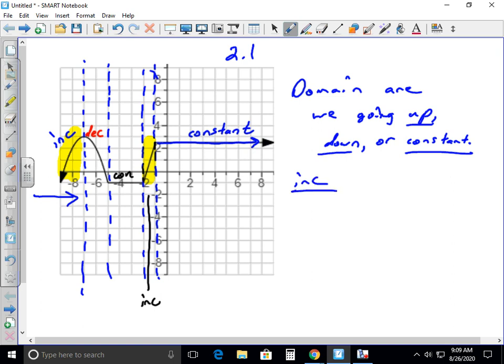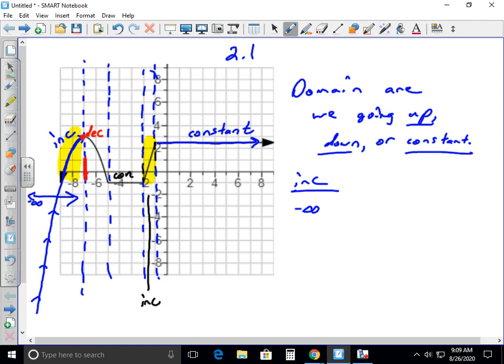Let's start out with increasing. We start way out here at negative infinity, and as we go from left to right, this whole piece of the graph is going up, going up, going up. So as we start at the left end, negative infinity, we're going up until we get right here. When we get right here, we stop going up.